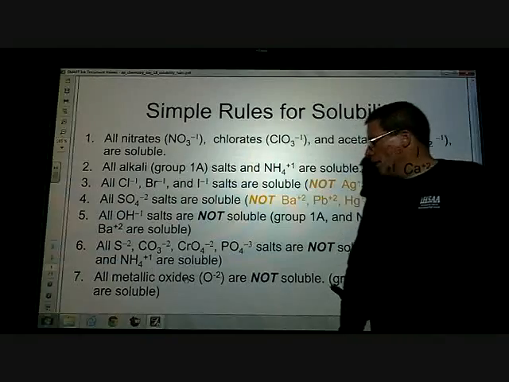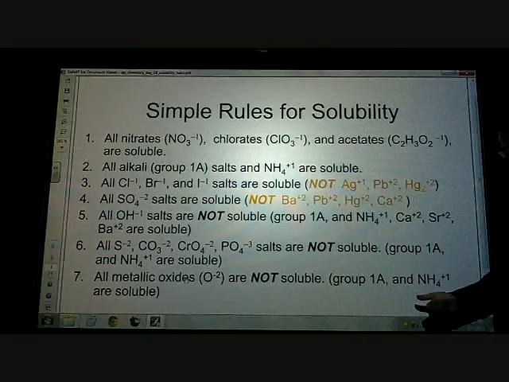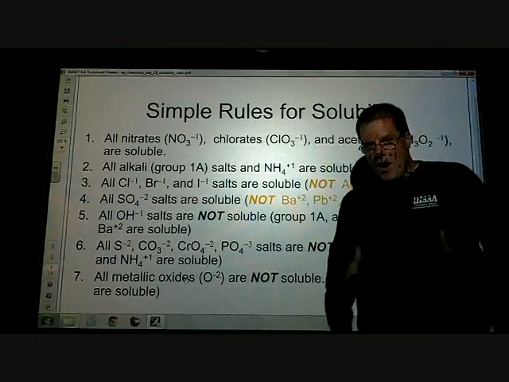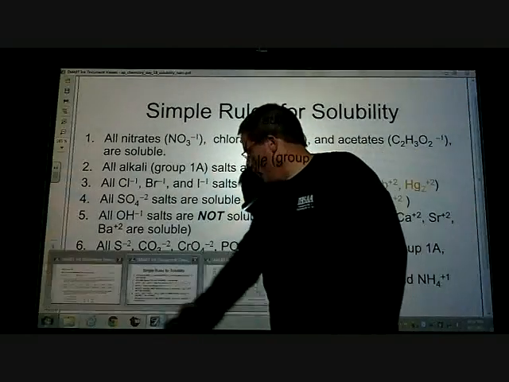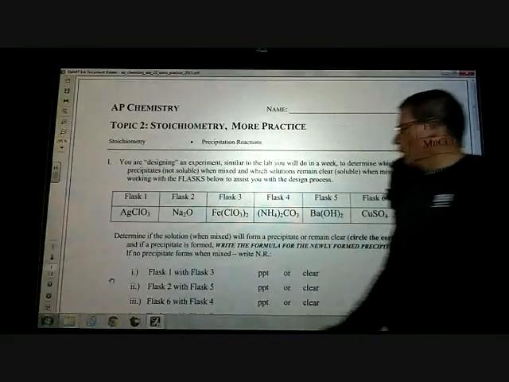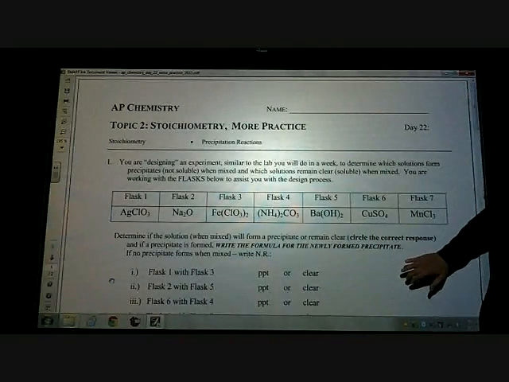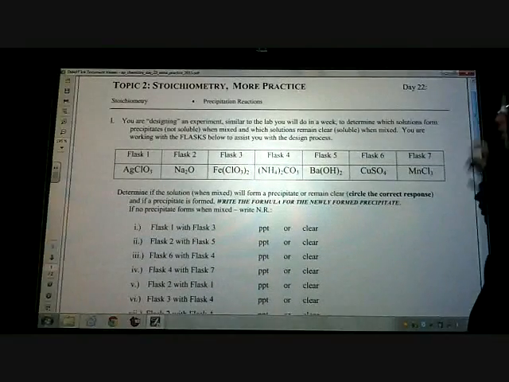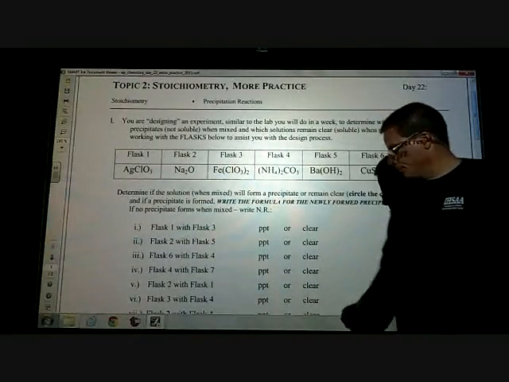Those are not soluble, except group 1A and ammonium. Okay? So, knowing these rules is going to be very, very beneficial. However, when you start doing the work, this is a different example from what I showed you in class, but this is still the same type of application.